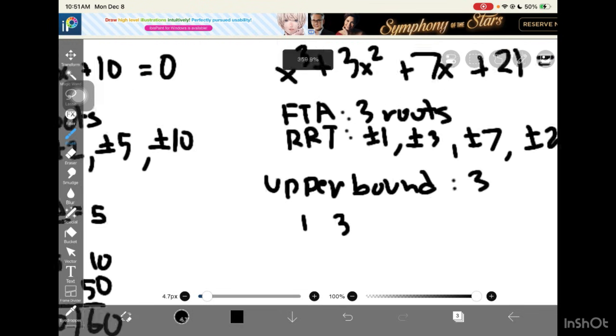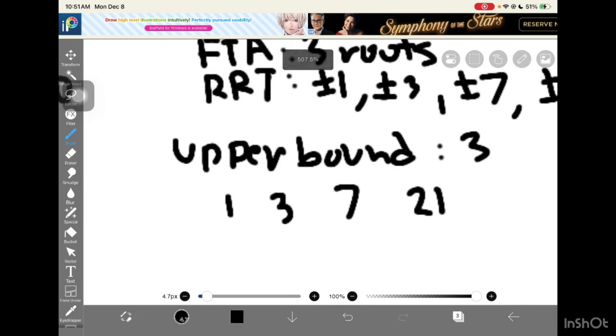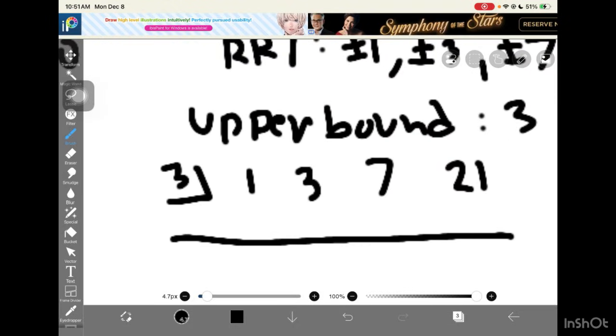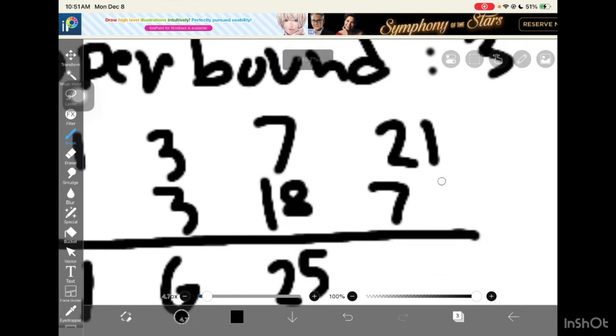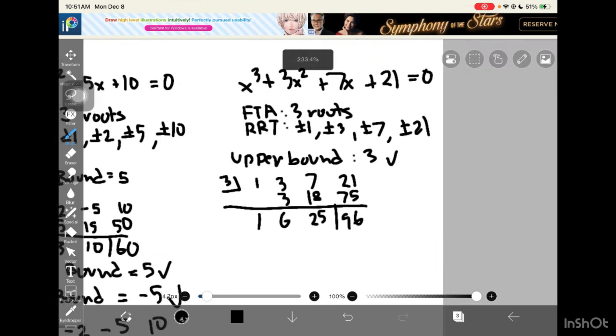So 1, 3, 7, 21. 1 times 3 is 3. 3 plus 3 is 6. 6 times 3 is 18. 7 plus 18 is 25. 25 times 3 is 75. 75 plus 21 is 96. So this is an upper bound.